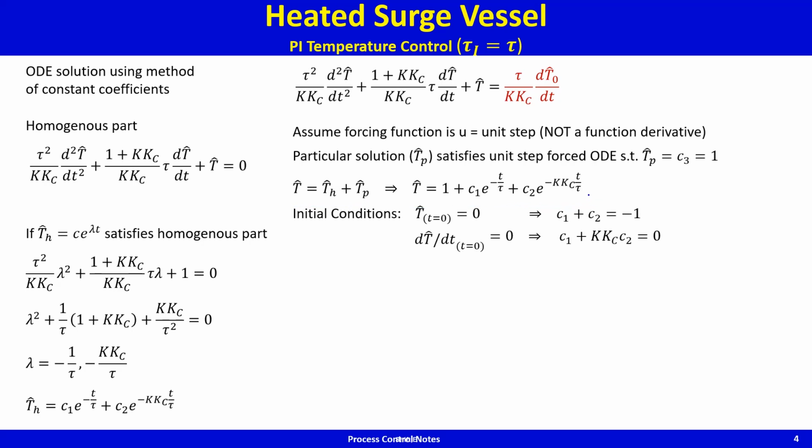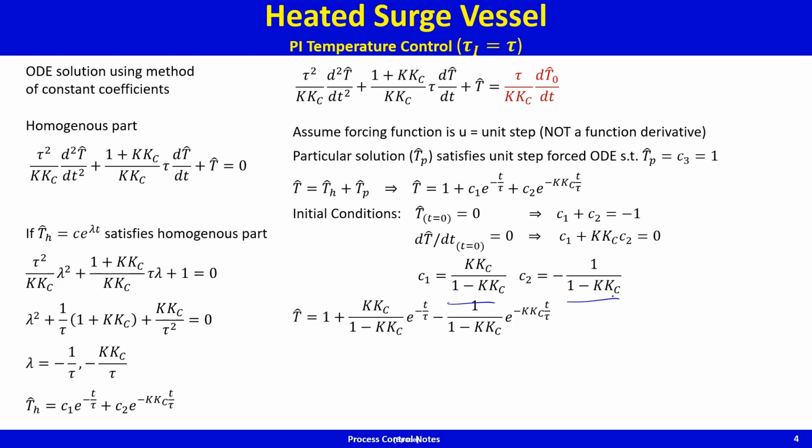Initial conditions are: deviation in the temperature is 0 at time t equal to 0. This gives C1 plus C2 is equal to minus 1. Derivative of the temperature at time t equal to 0 is 0. This gives C1 plus kkc C2 is equal to 0. And if you solve these simultaneously, you get C1 as shown here and C2 as shown here. And therefore the solution is as shown here, and this is correct.